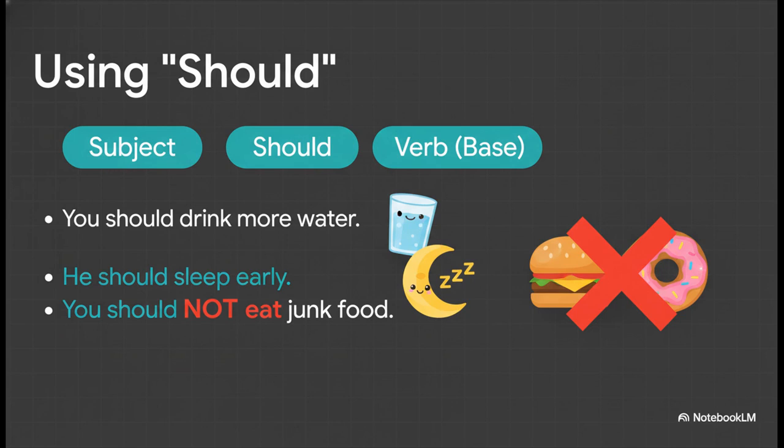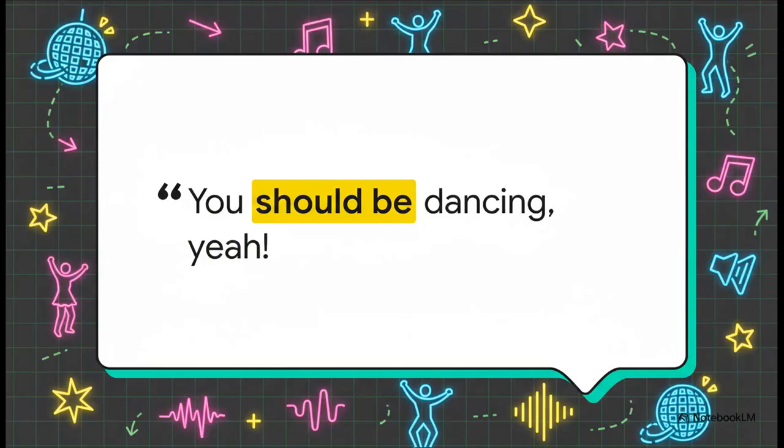You should drink more water. That's classic helpful advice. He should sleep early is a gentle suggestion for his own good. And check out the negative form here. You shouldn't eat junk food. It's still advice, just about what not to do. And you can't get more fun than this one from the Bee Gees. You should be dancing, yeah? See, that's not a command, it's a passionate suggestion. The situation is perfect for dancing, so it's the best advice they can give. It makes the idea sound fun and exciting, not like some big obligation.